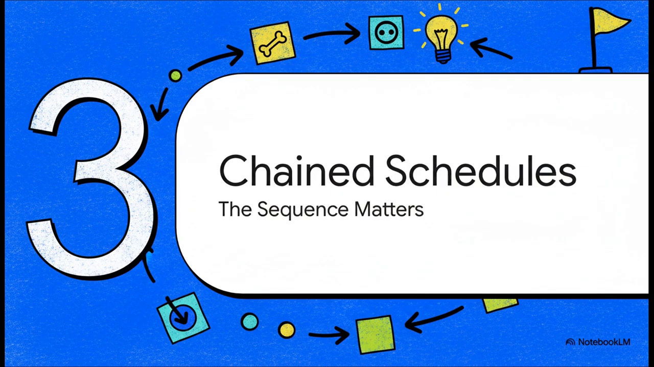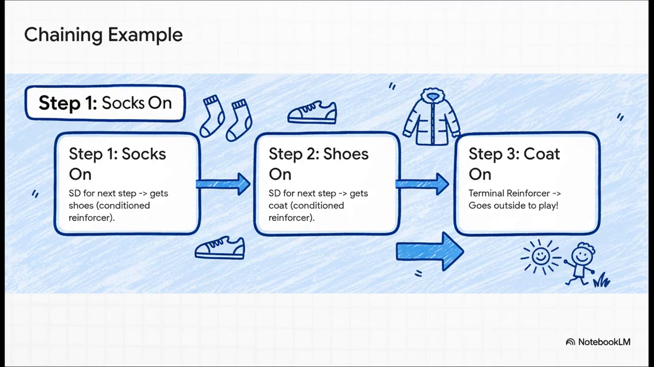Okay, on to our final successive schedule, the chain schedule. Now, this one is also signaled, just like a multiple schedule, but it has a really critical twist. Here, the sequence is everything. The behaviors have to happen in a specific, unchangeable order. Getting ready to go outside is the absolute perfect example.